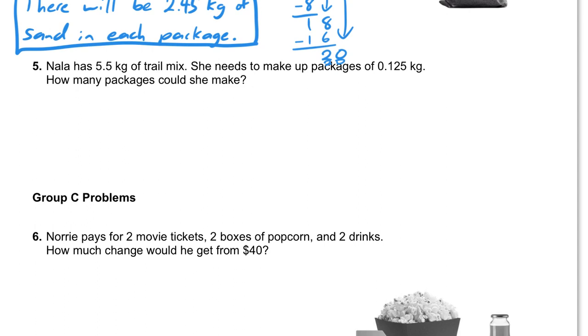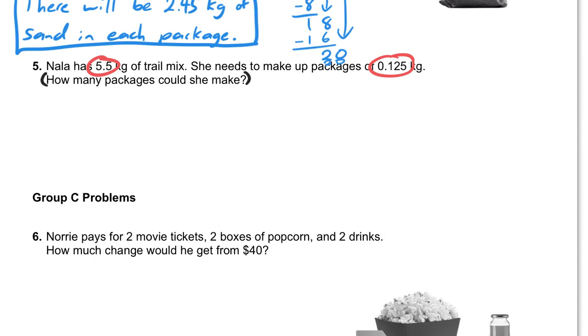First up, what is the actual question? The actual question is right here. We put that in brackets. How many packages could she make? That's what we want to know. Then we're going to circle what we think are the important numbers, and we're going to underline the labels.